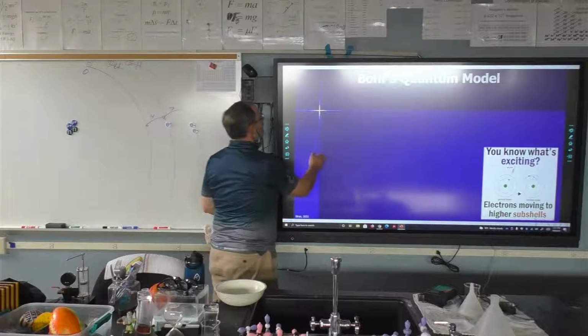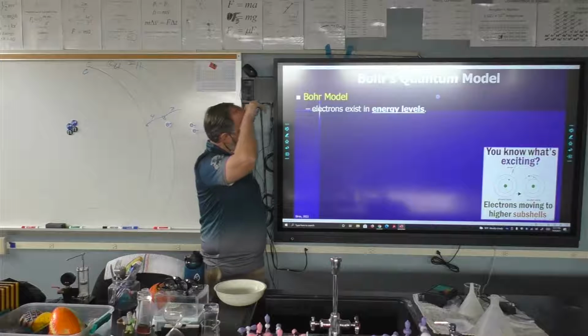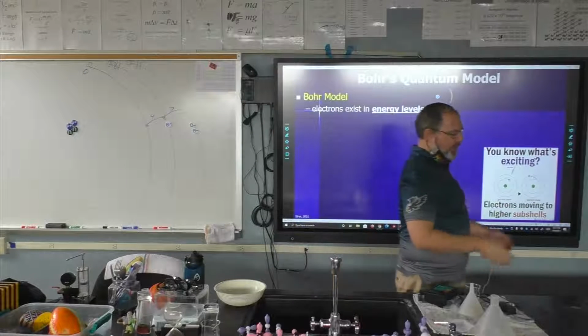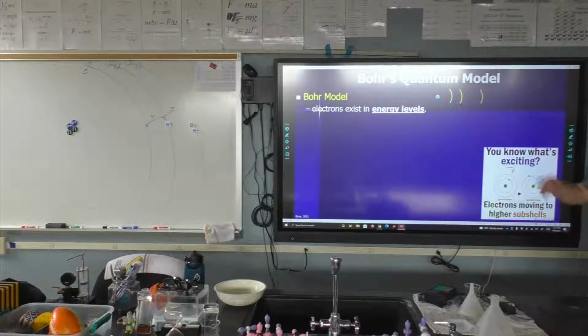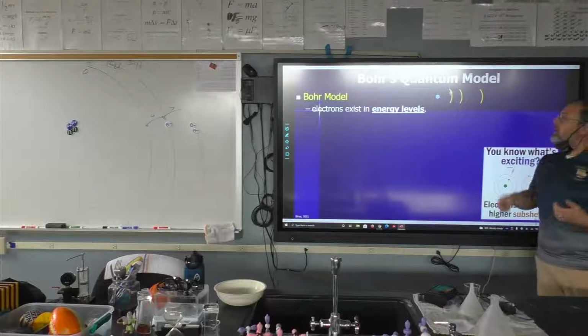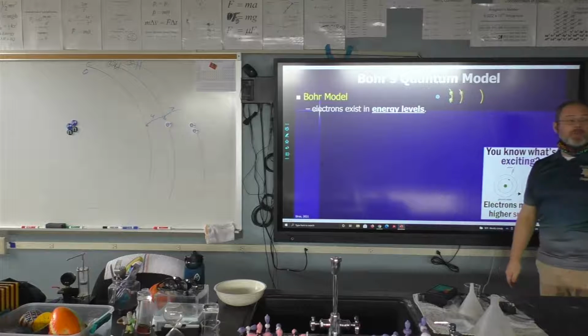His student, Niels Bohr, a Danish physicist, took over his ideas and said, you know what? The electrons are in discrete levels. So there's multiple levels, again, just like we did level 1, 2, and 3. Electrons can exist in these levels, but they can't exist in between the levels.